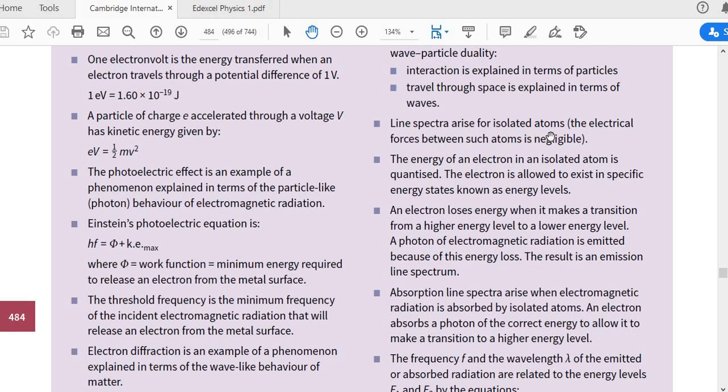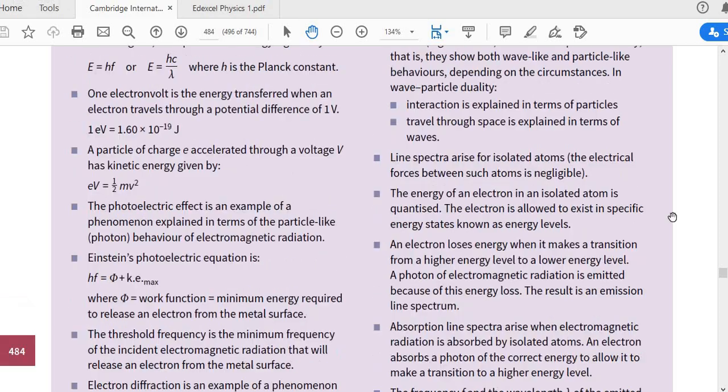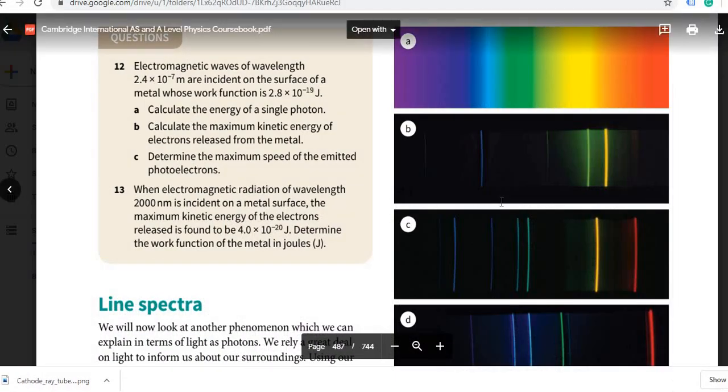Line spectra arise from isolated atoms. The electrical forces between such atoms are negligible. Again, line spectra arise for isolated atoms. The electrical forces between such atoms are negligible. So remember here, it applies to isolated atoms. We'll quickly have a look at the theory a bit here.